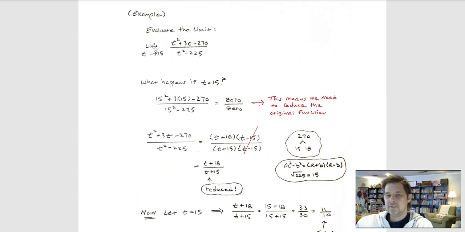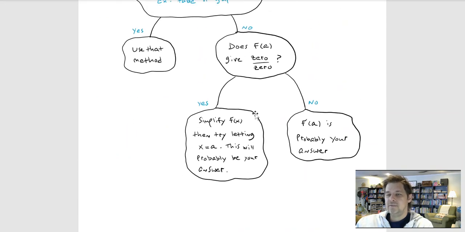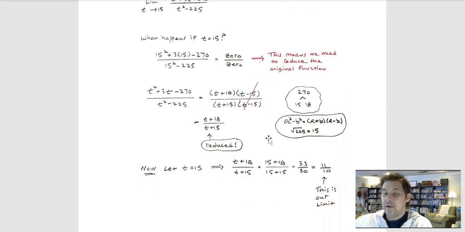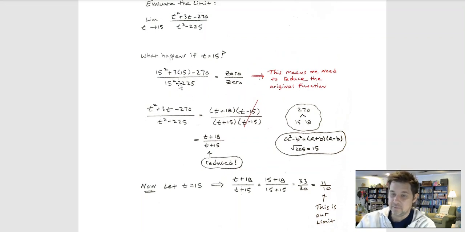So this says the limit is t goes to 15, the variable is t. I plugged in 15, and I did get 0 over 0 when I did the calculations. So the flowchart says, in that case, we need to simplify that original function. Then, after you're done, let the variable be the limiting number. How you simplify and how you reduce varies from question to question. When I have something that's factorable, the reducing will be in terms of factor and then cancel.